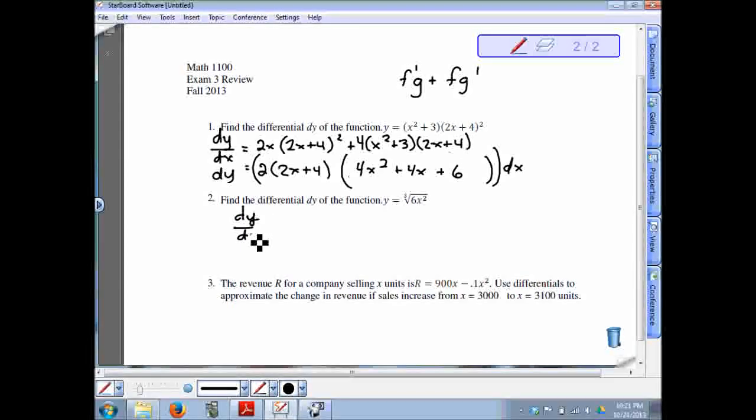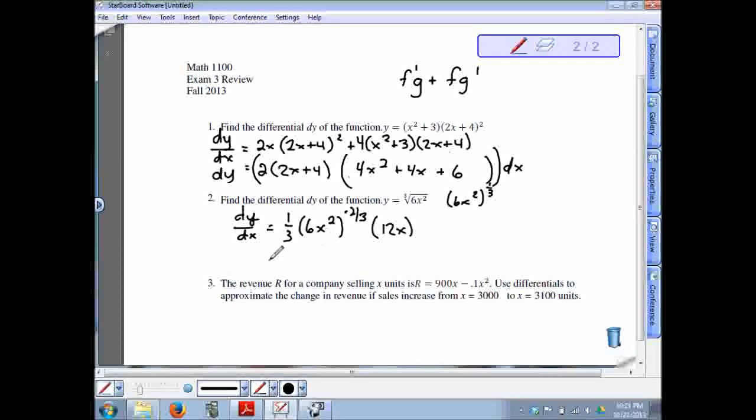Question 2 starts the same way. We've got to find dy/dx. I'm going to rewrite this using rational exponents, so it's raised to the power of 1/3. Actually, that would be the original function, 6x squared to the 1/3. So the derivative is equal to 1/3 times 6x squared. Now we have to subtract 1, so we're going to get negative 2/3, and then chain rule, 12x.